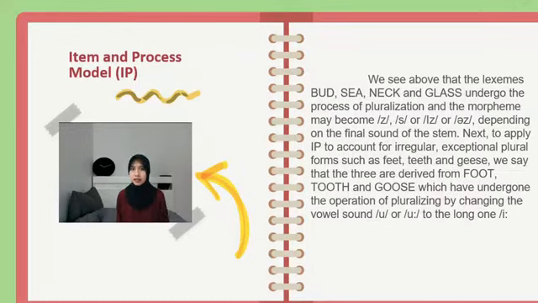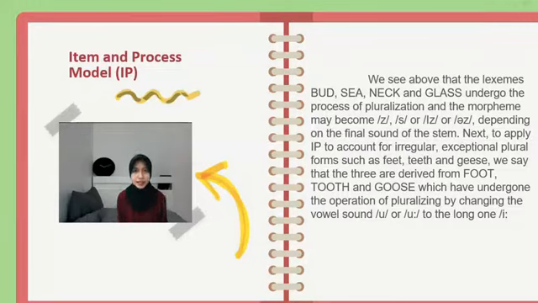Matthews 1998 says the item and process model can be used to analyze inflection, both regular and irregular ones, in a consistent way. Below is an example taken from Matthews 1998, page 127, to account for the regular plural noun cats. Here we say cats is derived from the lexeme cat, which undergoes the process of pluralization, and the morpheme is realized as s.